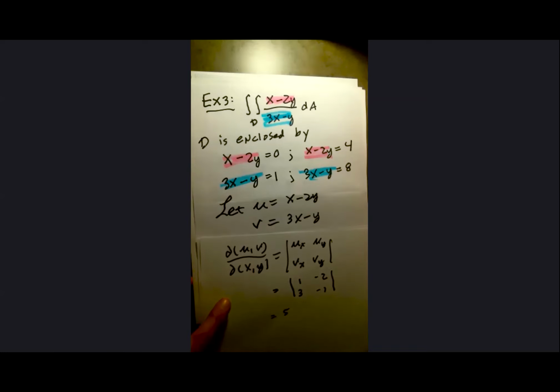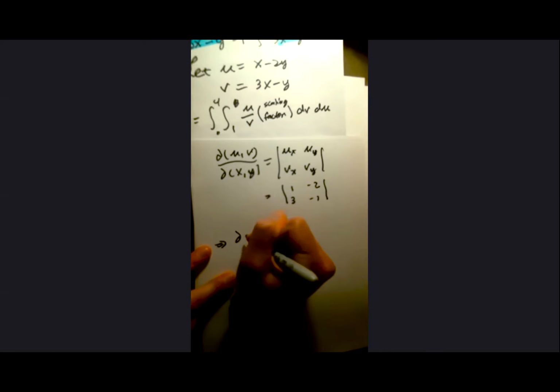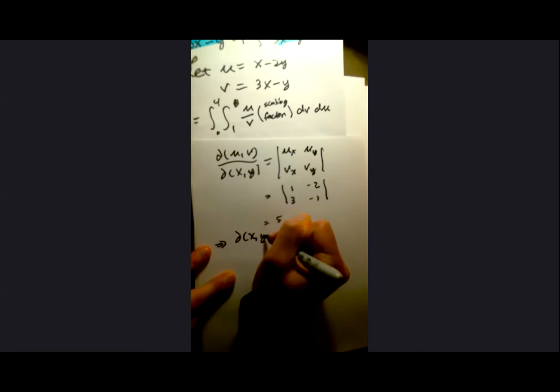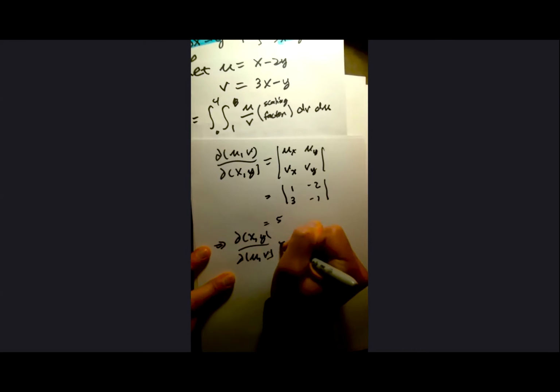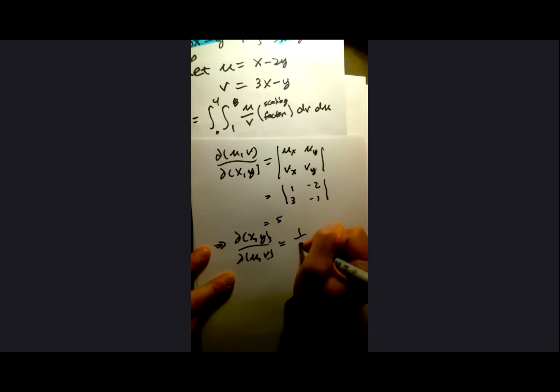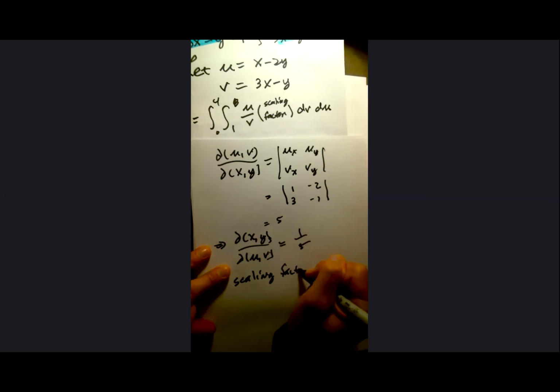Don't we want to go from x's to u's? We want to go from x's to u's, exactly. The 1/5? Exactly, 1/5. So what we want is the Jacobian of xy with respect to uv, which is going to be 1/5. And so our scaling factor is going to equal the absolute value.